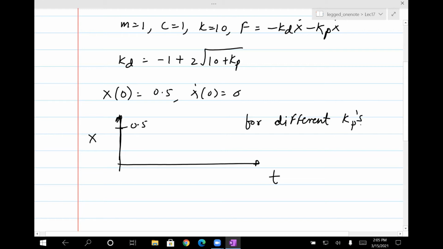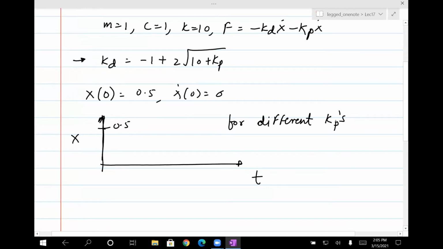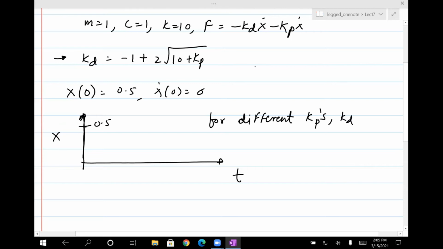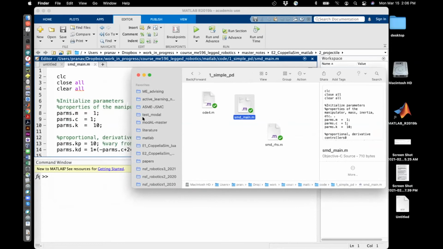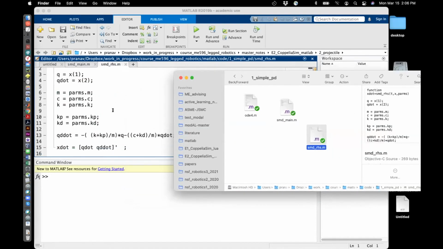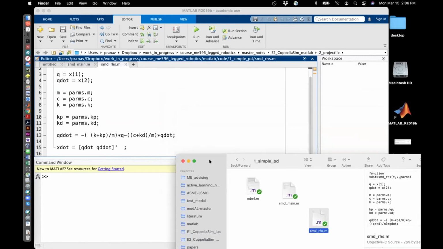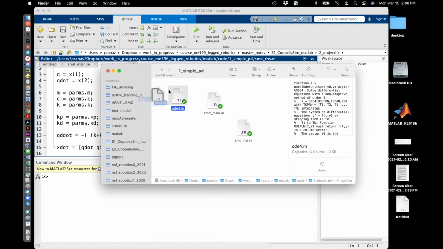Okay, so choose a kp, put it in equation 1 for kd, get a plot. Do the same thing for a different kp, and just keep doing that for increasing kp, then see what the response can be. I'll just show that example in Matlab. There's a main file and a right-hand side file. The right-hand side file gives me the equations to integrate, given a kp, kd, and the parameters, and I use ODE4 for this.